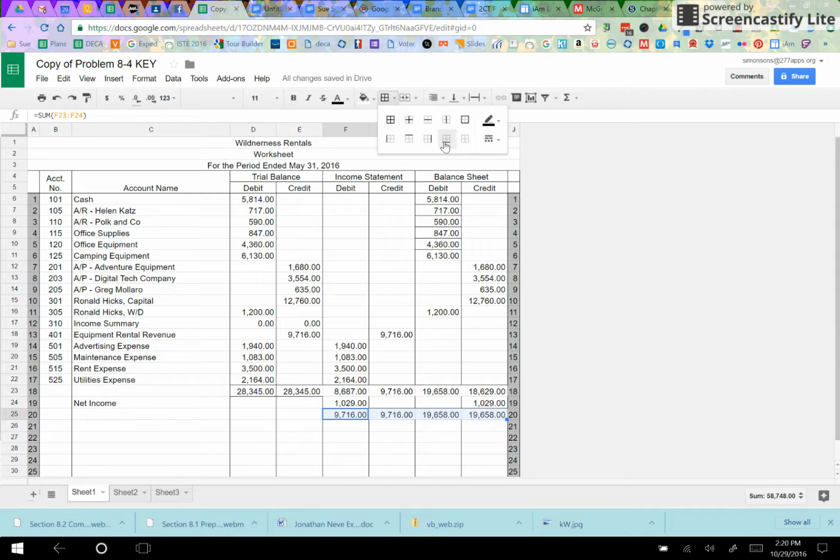And if I had a double rule, I'd put that there, but I only have a single. So adding up my 2 sides of my income statement, my debit and my credit, my balances are equal. Adding up my 2 sides of my balance sheet, my debits and my credits are equal. So I can safely say that my net income is $1,029. Completed the worksheet for Wilderness Rental. Let me know if you have questions.